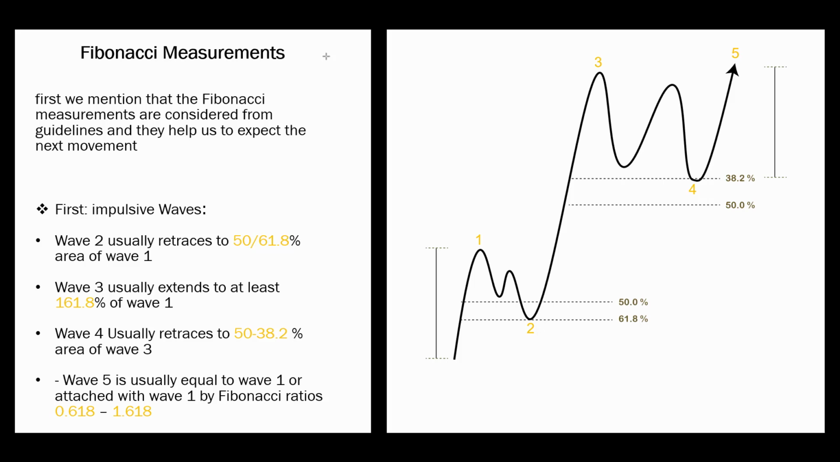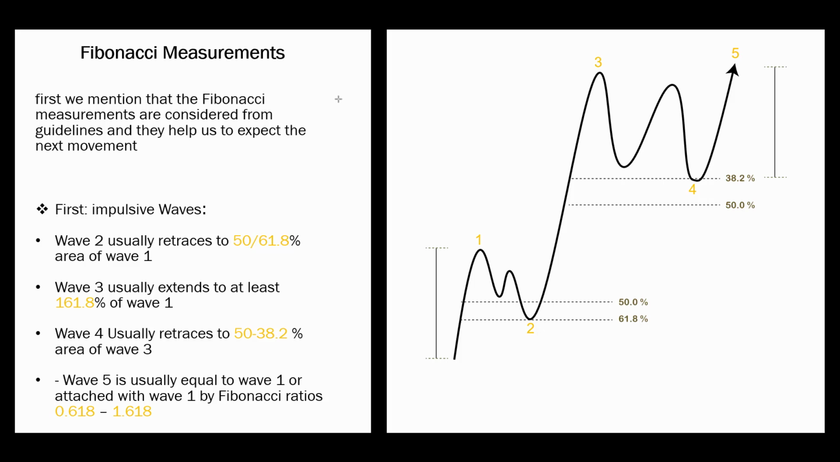As you know, each wave from the Elliottian patterns has its own unique measurements and usually respects certain measurements that are made by the Fibonacci tool. So in the first lesson of Fibonacci measurements, we will talk about the measurements of the subwaves of impulsive waves. Within an impulsive wave, we see that wave 2, wave 4, 3, and 5 usually respect certain measurements.